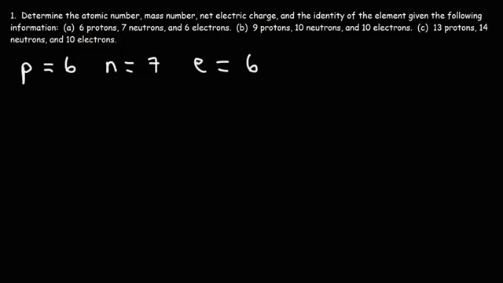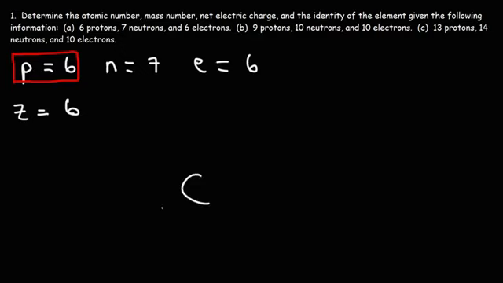So the first thing we need to do is identify the element. And you can identify the element by knowing the number of protons, which is the atomic number. So we already have the answer to the first part. The atomic number Z is the number of protons, which is 6. So if you go to the periodic table and you look up which one has an atomic number of 6, look for the whole number, the smaller of the two numbers, you'll find that this is carbon.